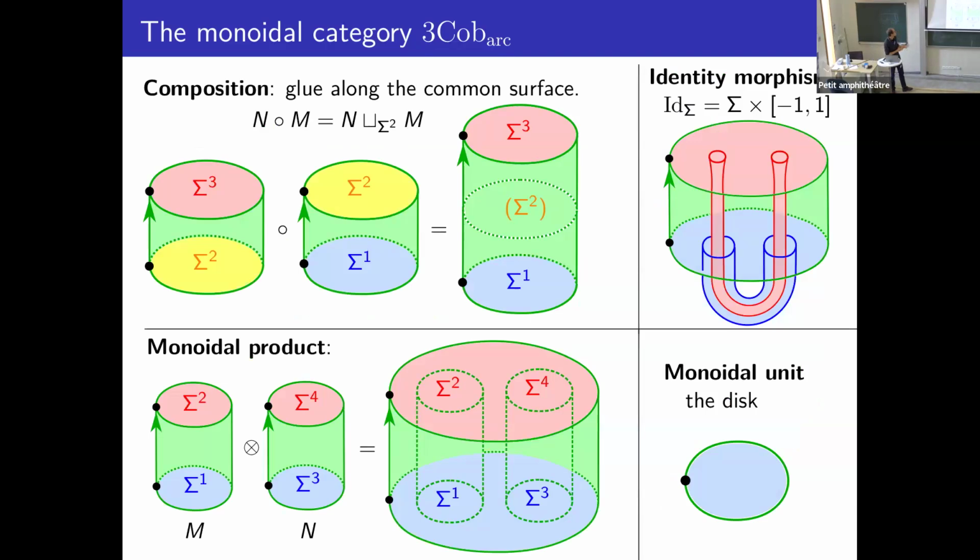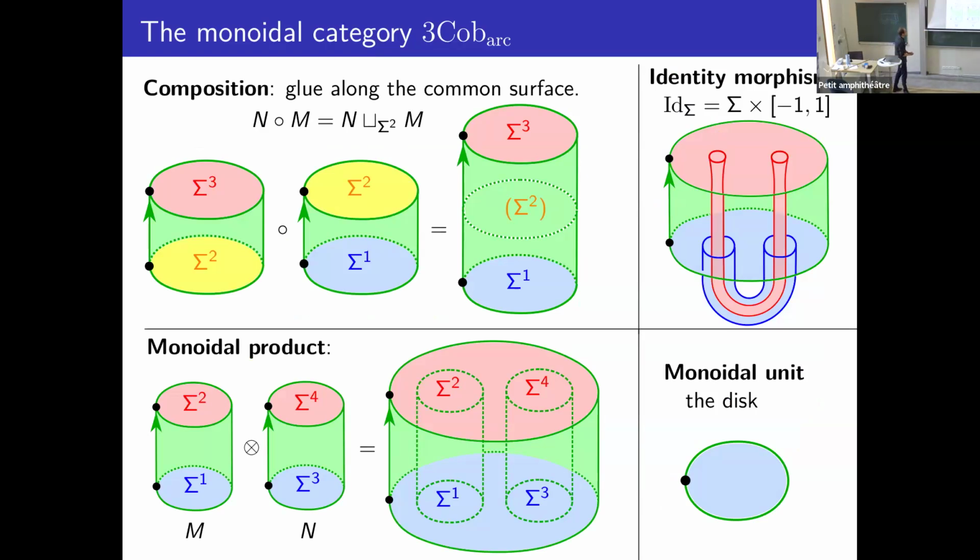Okay, now what is the structure of this category? Composition is as usual: you glue along the common surface. The identity morphisms are cylinders over surfaces. So you take a surface sigma and you make the cylinder like this. And again, I draw it in this way because it is easier to see.